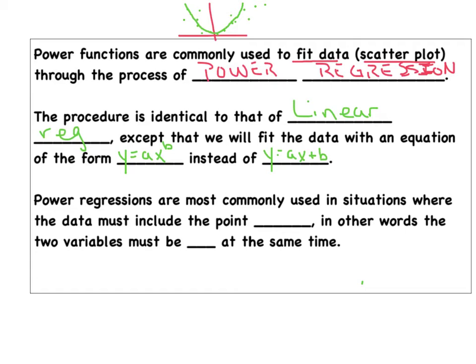So y equals ax plus b, or mx plus b, was linear. We're not worried about that one. We're going to do a power regression tonight. Now, power regressions are most commonly used in situations where data must include the point (0, 0). As we've already tried to prove tonight, the y-intercept is always at 0. In other words, the two variables must be 0 at the same exact time.